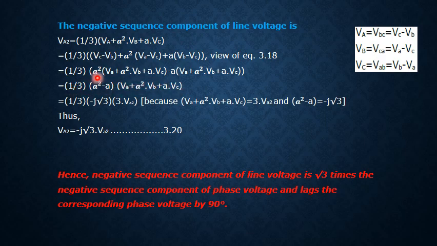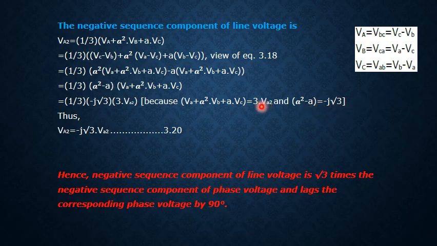So this time this term is getting interchanged, so it is A square minus A, and further, as we have taken the common factor from these two values, we know the value of this, right? A VA plus A square into VB plus A into VC, that is nothing but 3 times the phase voltage, which we learned from our previous slide. Okay, and the value of A square minus A is nothing but minus j root 3.